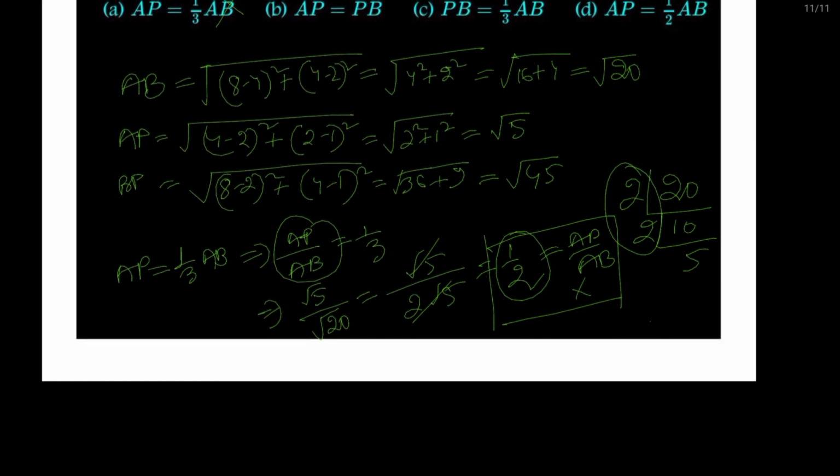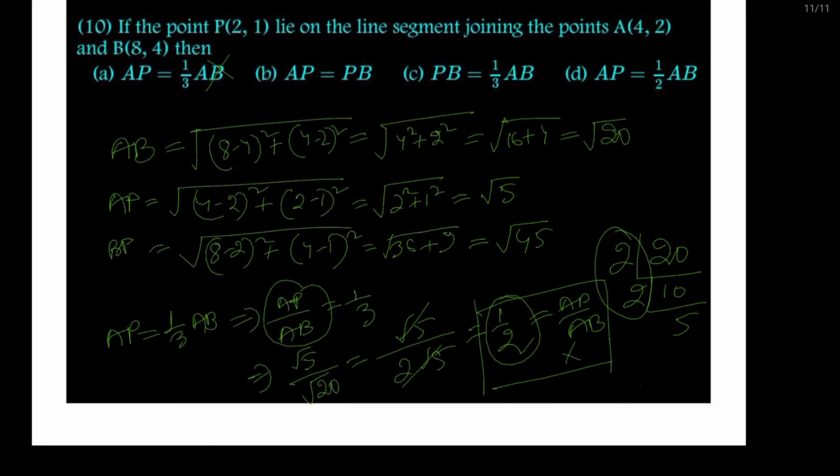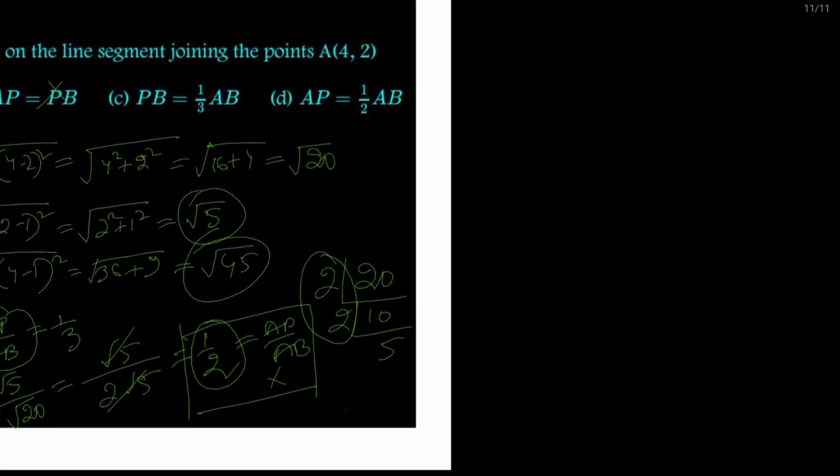AP is equal to PB. Here we can clearly see that AP is equal to root 5 and PB or BP is equal to square root of 45. Both are not equal, so this will again not be our answer. Let's check for the next one. BP is equal to 1 by 3 of AB. So let's go for it.